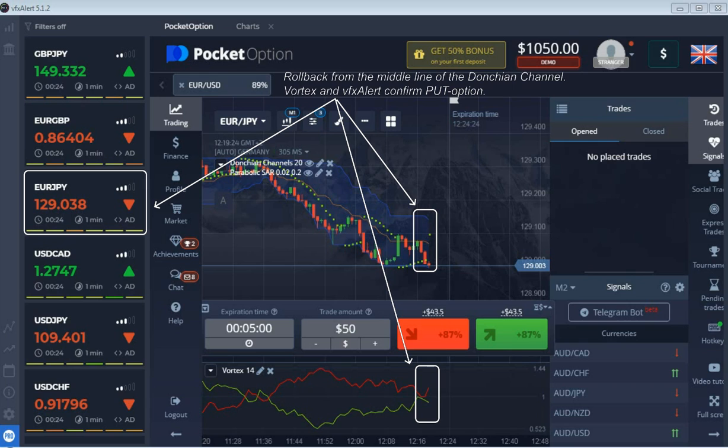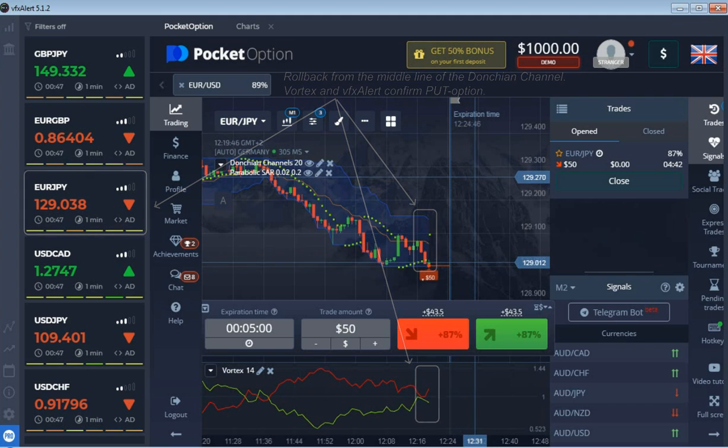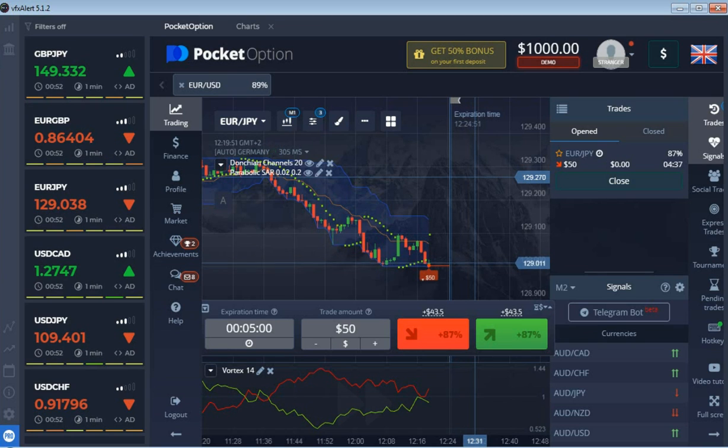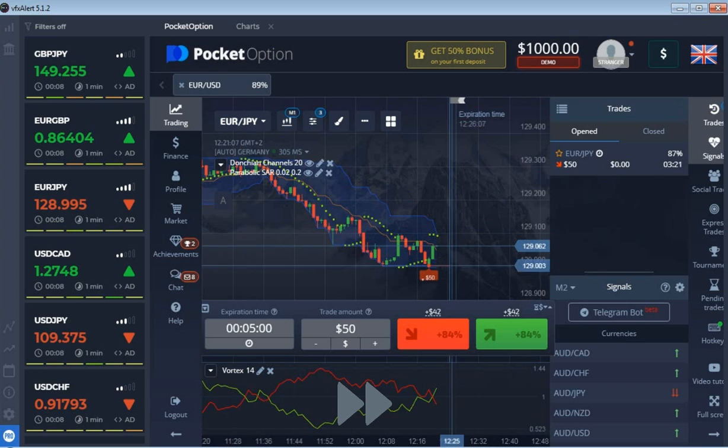Again the Euro-Yen and the third rebound from the Donchian midline. Vortex shows the balance in favor of sellers. VFX Alert confirms the next put option. For beginners, it is better to wait for at least 3 points of changing the position of the parabolic. A rebound from the middle line of the channel allows you to open an option quickly, but it is better to wait for confirmation from the parabolic.